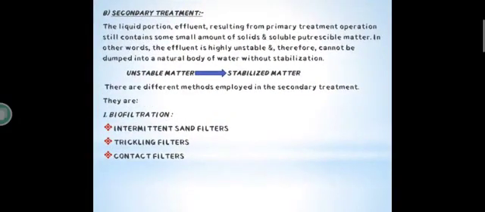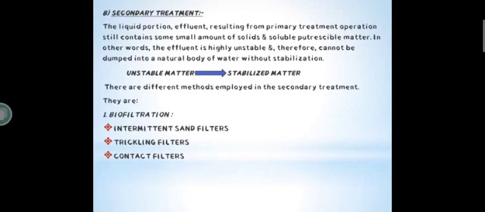Now, secondary treatment. The liquid portion, effluent resulting from primary treatment operations, still contains some small amount of solids and soluble putrescible matter. In other words, the effluent is highly unstable and therefore cannot be dumped into a natural body of water without stabilization. So, this reaction undergoes. Unstable matter is converted into stabilized matter under some conditions.